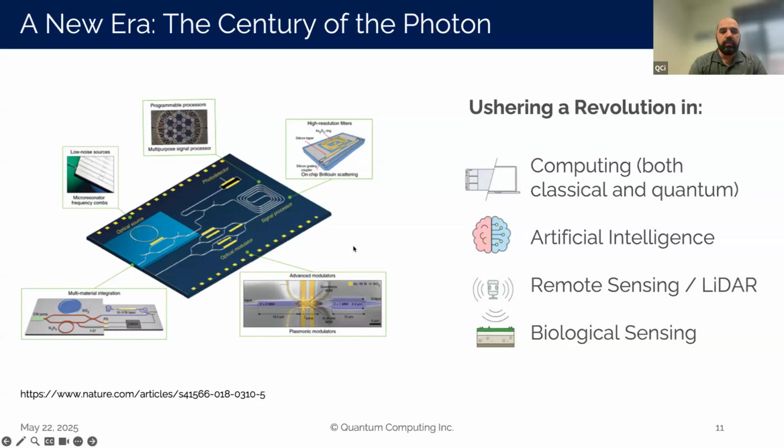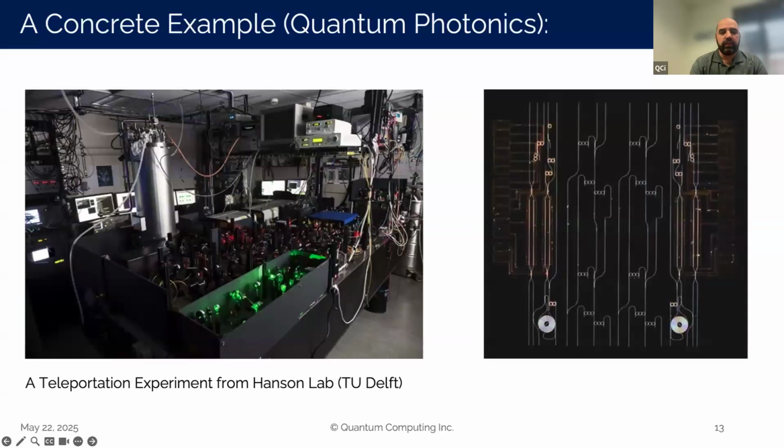And we're also able to leverage quantum properties such as entanglement to really bring in a new paradigm of technology. If we're able to harness some or all of these properties, we can really usher in a revolution in things like computing. Both classical and quantum computing can benefit from this technology, but also artificial intelligence, remote sensing, lidar devices, and biological devices now have an entirely new playground that could be used to make chips that will revolutionize these fields in the next decades.